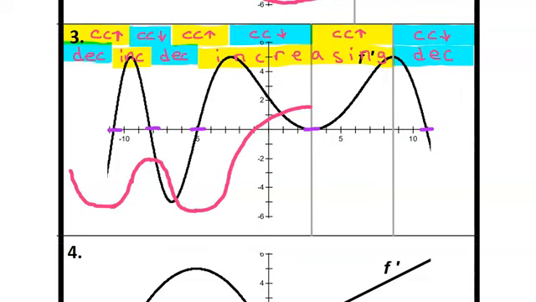So in this next interval, it should be increasing, concave up, with no horizontal tangent line at the end. So here we go. Increasing, concave up.